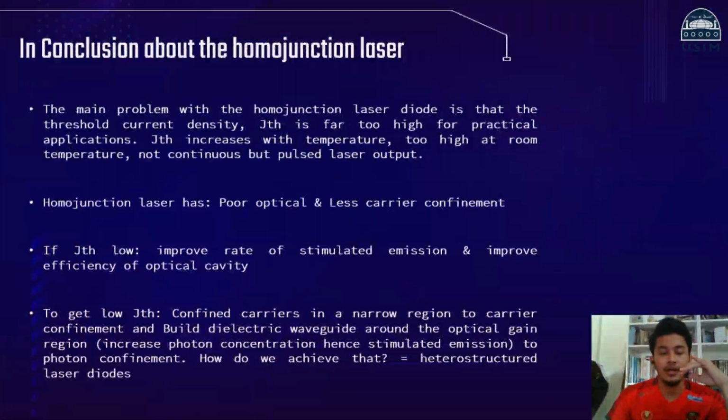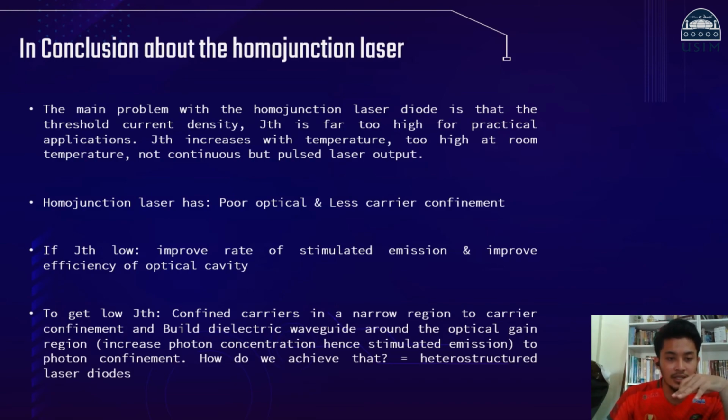In conclusion, the significant disadvantage of the Fabry Perot homojunction diode is that the threshold current density, JTH, is far too high for practical use. JTH grows at high temperature, giving not continuous but impulse laser output. The homojunction laser has poor optics and reduced confinement of the carriers. If JTH is low, this will increase the stimulated emission rate and improve optical cavity efficiency.